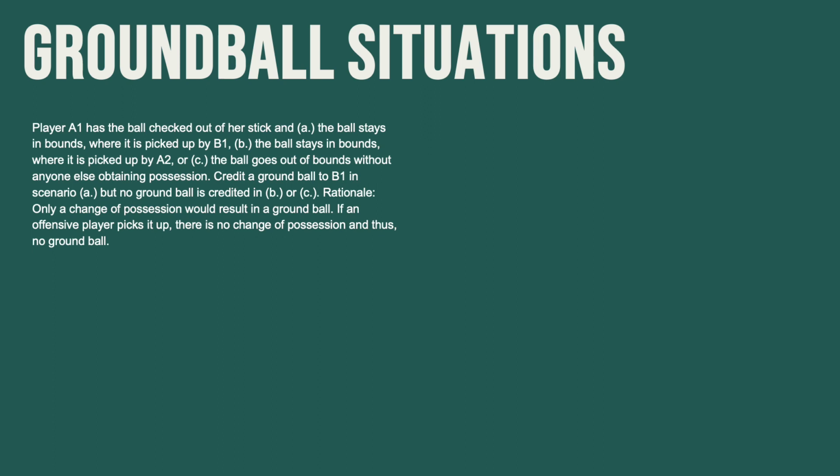Credit a ground ball to B1 in Scenario A, but no ground ball is credited in either Scenario B or C. The rationale is only a change of possession would result in a ground ball. If an offensive player picks it up, there is no change of possession and thus no ground ball.